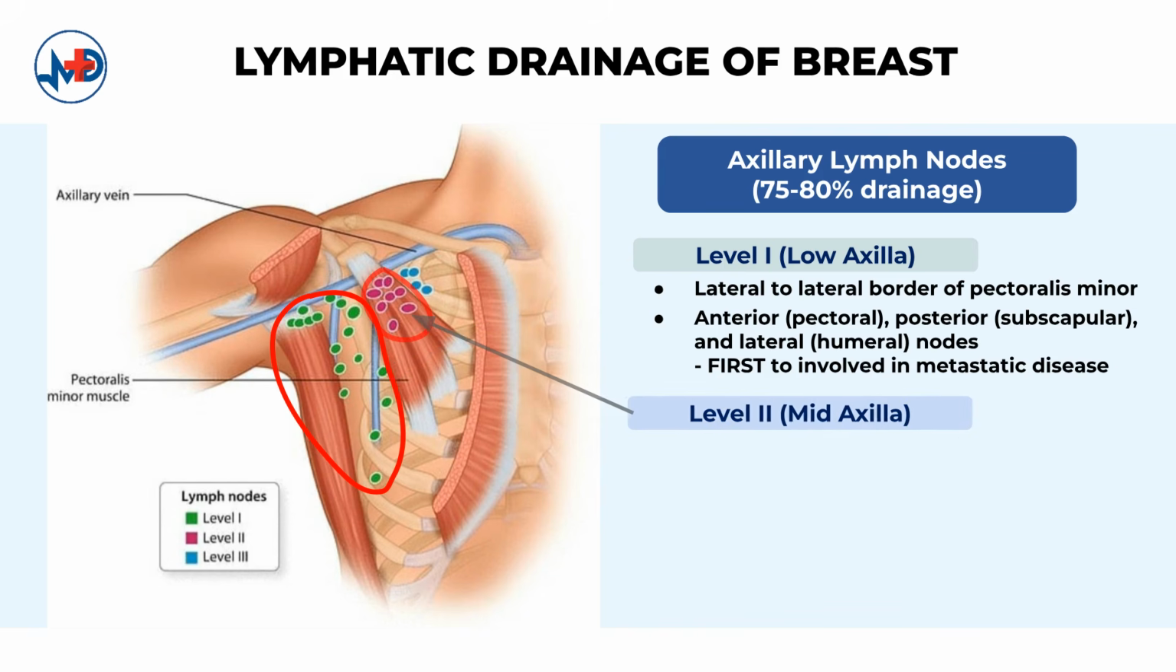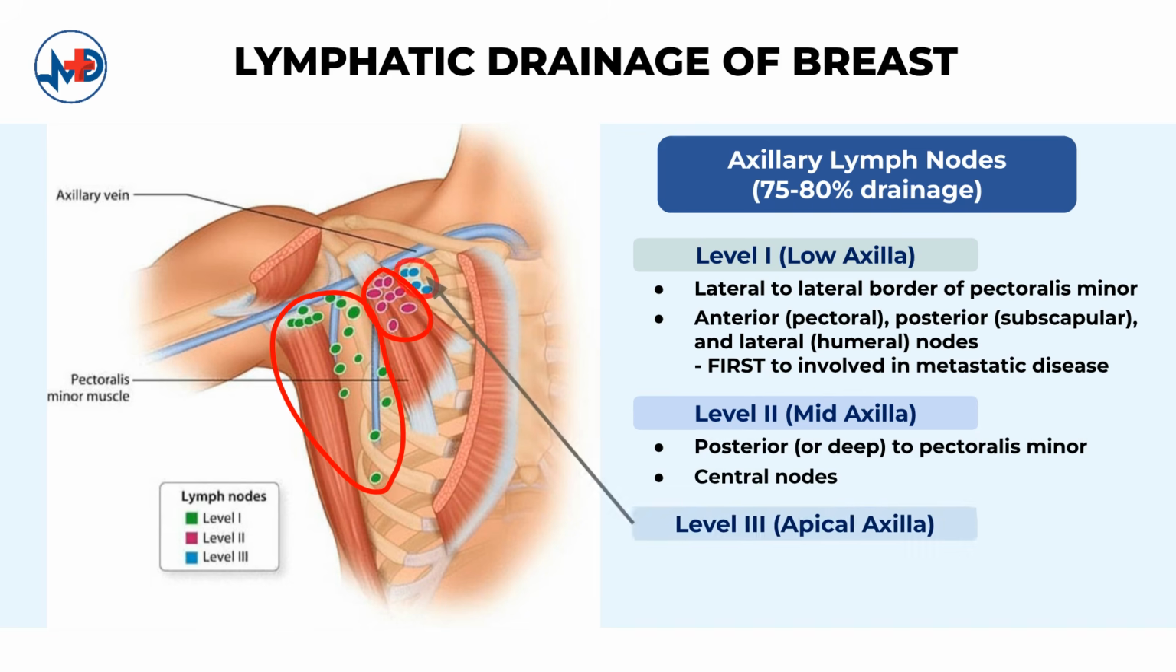Level 2, mid-axilla. These nodes are found posterior or deep to the pectoralis minor muscle. This group includes the central nodes. Level 3, apical axilla. These nodes are medial to the medial border of the pectoralis minor muscle, extending up to the apex of the axilla, near the clavicle.